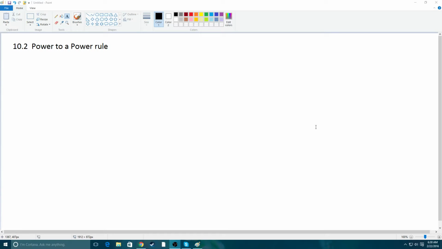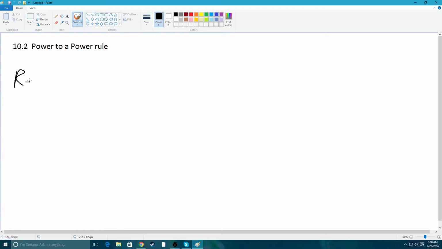Hi everybody. So this is 10.2, power to a power rule, and it's a lot more of what we've been learning so far. Okay, so first thing, I just want to do a quick little review of what we've done so far.